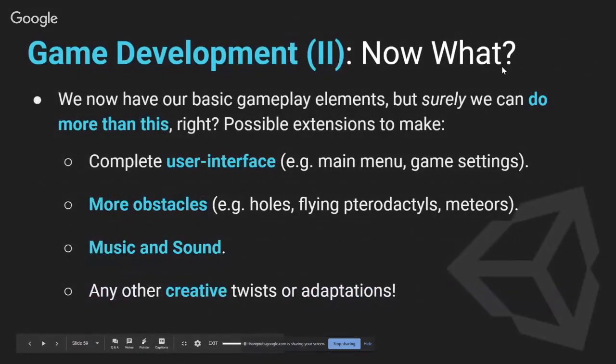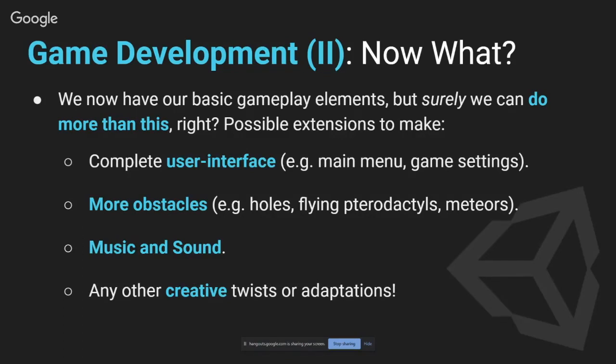So now what? We now have our basic gameplay elements. But surely we could do more. For example, as I mentioned at the beginning, we could do a main menu and game settings. Something very important that we didn't cover is sound, like sound effects, such as a jumping sound and a death sound. We could do more obstacles. For example, I don't know who suggested flying pterodactyls, but we could have something like Land Before Time, where the meteors are coming and he needs to run. I don't know if they were cactus then, but something like this.